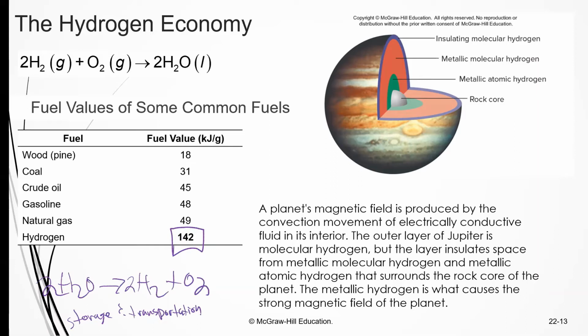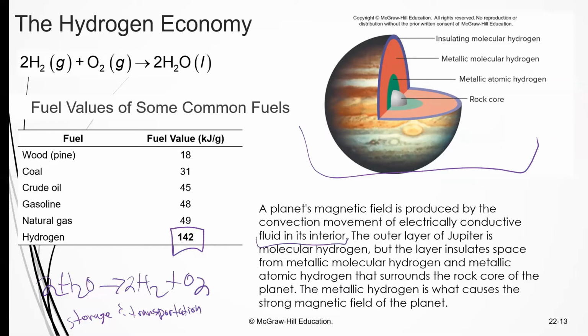If we look at Jupiter, Jupiter is almost entirely made up of hydrogen. Now, it's interesting because in its core, it's such a large planet with such high pressures that it actually has a metallic core of hydrogen. Then we also have a metallic molecular hydrogen, and then we have the molecular hydrogen on the outside, so the gases that we're more used to seeing. And so the planet's magnetic field is produced by this movement of the electrically conductive fluid on the interior.